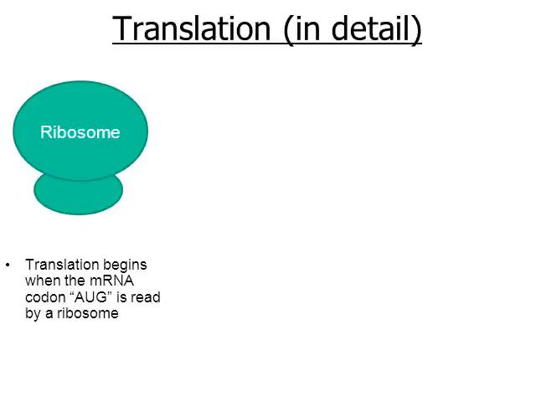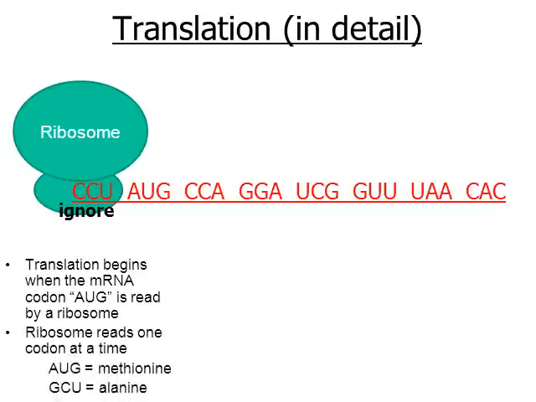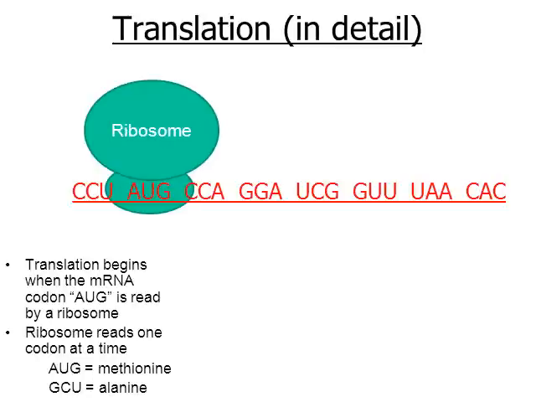So translation begins when the mRNA codon AUG is read by a ribosome. So here's a ribosome, and here comes our strip of red messenger RNA. Now in this animation, notice that CCU is currently in the ribosome. The ribosome has yet to encounter an AUG codon. So in this case, that CCU is simply ignored. The ribosome hasn't been activated yet. And so one by one, the ribosome will simply move down and be reading these codons.